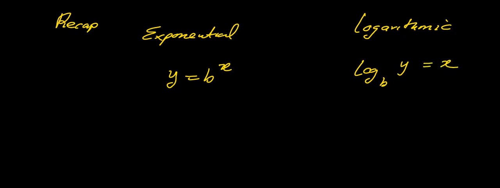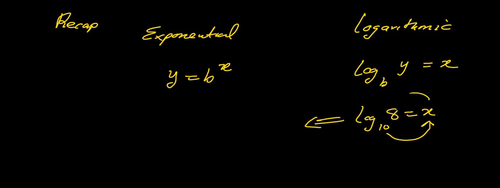Then I told you to say whenever the base is not given, we're always going to be assuming it's a 10. So if I give you something like log 8 is equal to x, there is no base here, so you assume that the base is 10. You can rewrite this as 10 to the power x is equal to 8 when you write it back in exponential form. This is what we were doing last time.